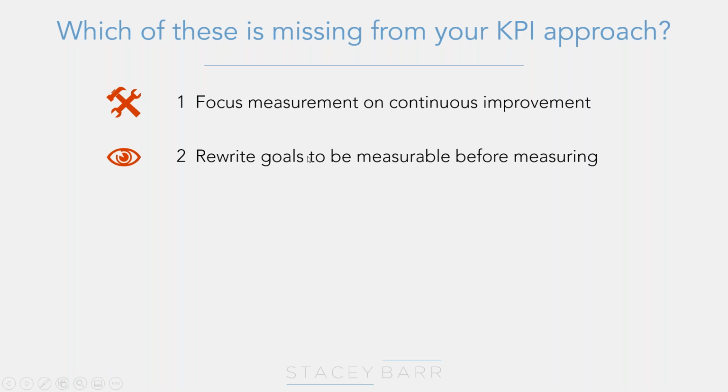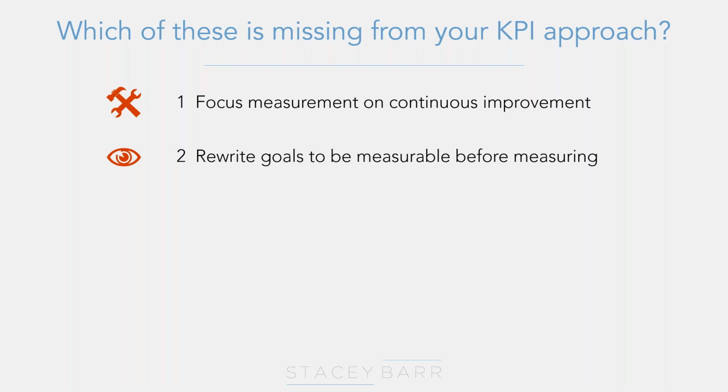Absolutely. The second is how we write reasonable goals to be measurable first before we try to find the right measure for them. So you can't measure what you can't observe or detect. If you can't describe it in a way that is observable and detectable, it's very difficult to measure.